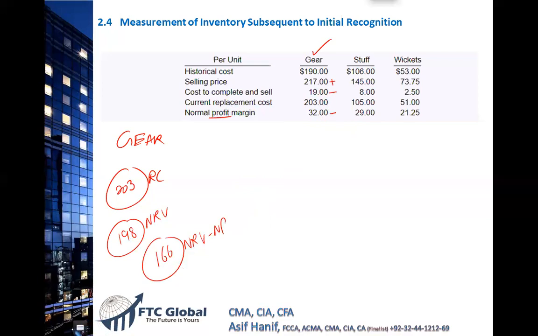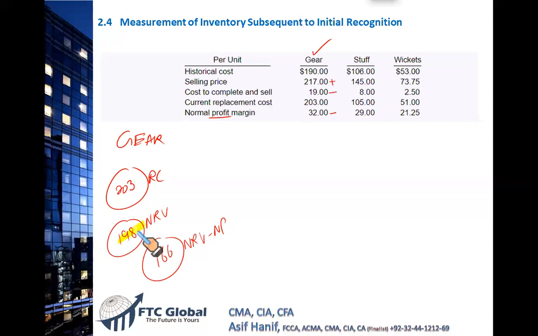Now, please, gentlemen, tell me which of these is the mid number. Find the middle number among these. Which of these is the mid number? Neither too high nor too low. The mid number. Yes, mid number is NRV. Correct. Mid number is NRV.